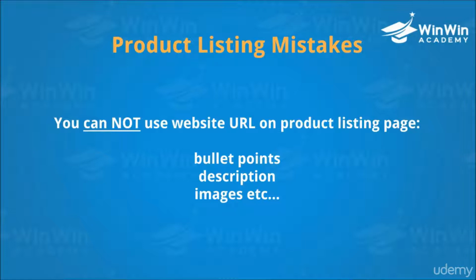points, or images. That being said, if you find that your competitors have external links, they are obviously not playing by the rules, so you can report them to Amazon.